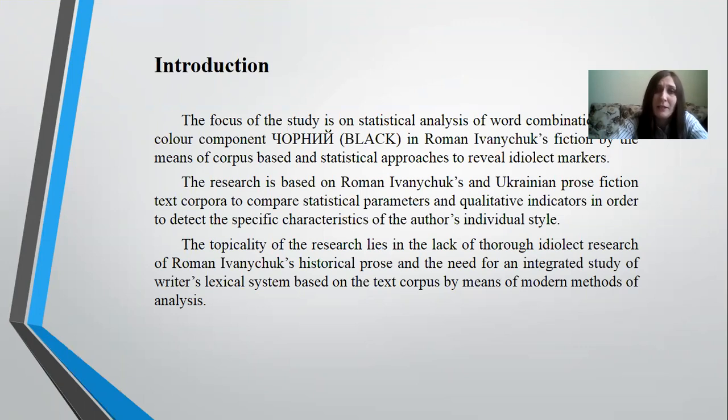The research is based on Roman Ivanychuk's and Ukrainian prose fiction text corpora to compare statistical parameters and qualitative indicators in order to detect the specific characteristics of the author's individual style. The novelty of the research lies in the lack of thorough idiolect research of Roman Ivanychuk's historical prose, and the need for an integrated study of the writer's lexical system based on the text corpus by means of modern methods of analysis.